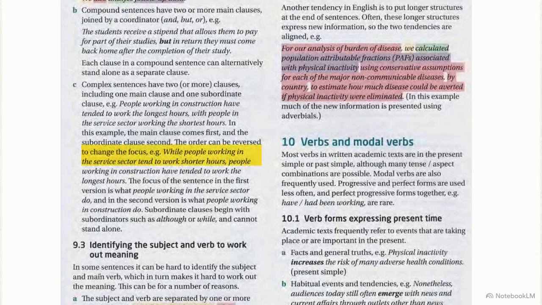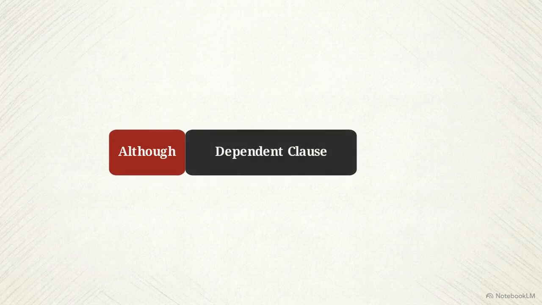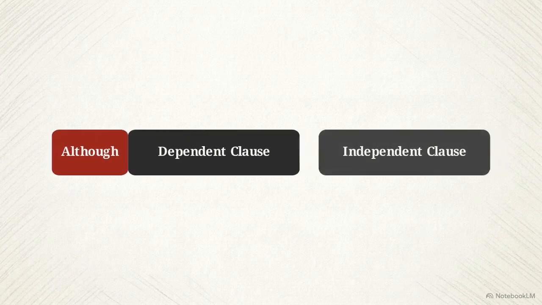While people working in the service sector tend to work shorter hours, the word while is a subordinating conjunction. It triggers a change, demoting what could have been a strong independent clause into a dependent one. Complex sentences come with a specific punctuation rule, often called the flipping rule.